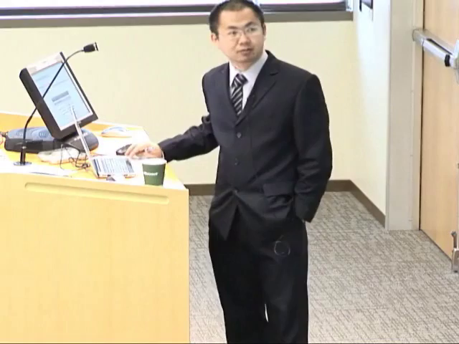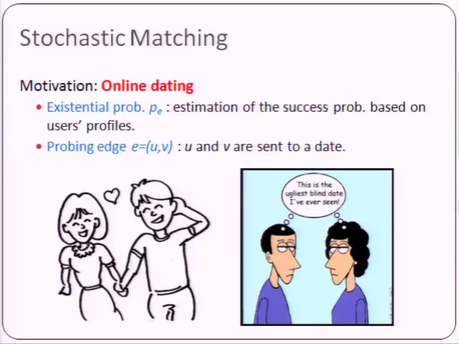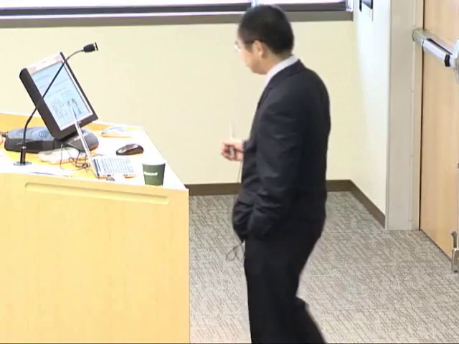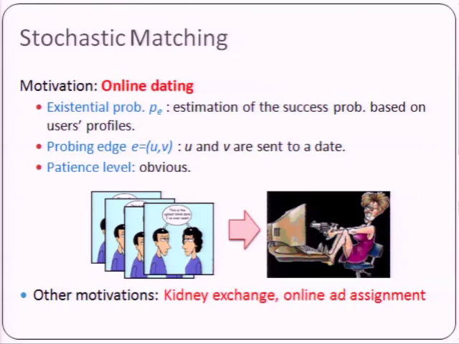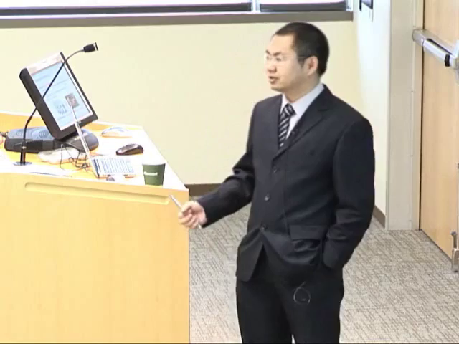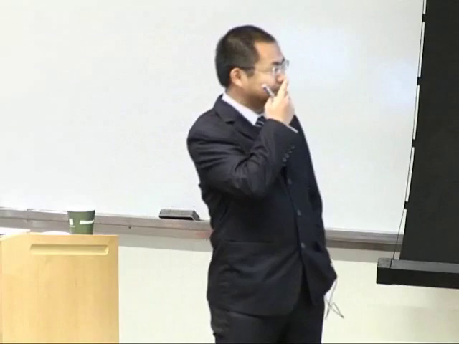And what's the probing of an edge? Each edge we probe corresponds to actually sending these two persons to an actual date. An actual date can result in two outcomes. One is that the edge exists, which means these two persons are matched. The other outcome is that the edge doesn't exist, and the date didn't end up well. And for each vertex, we have a patience level. This models that if a particular person experiences too many failed dates, he or she will eventually quit the online dating system. The goal of the system is to find a probing strategy to maximize the weight of the matching.